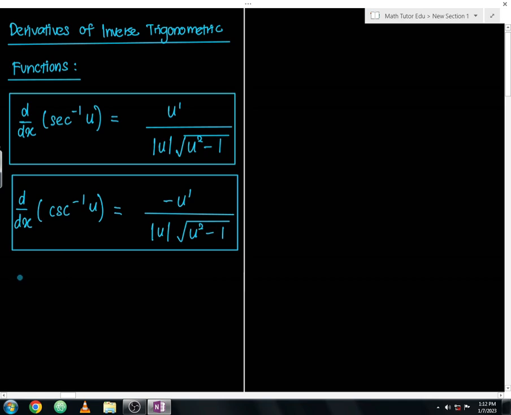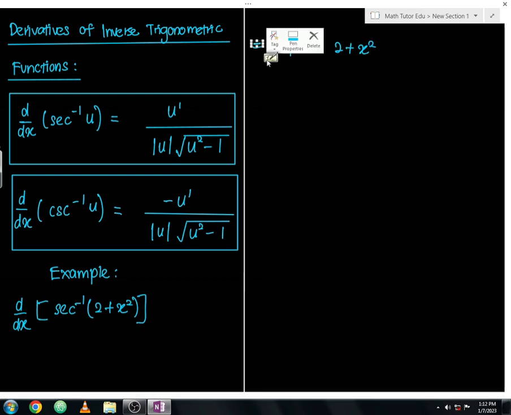Okay, so from here, let us solve one example. Given that d over dx of secant inverse of 2 plus x squared, close bracket. So from here, how are we going to solve this equation? Let us do the working one by one. We're going to solve using the substitution method. So we're going to let u equal 2 plus x squared.